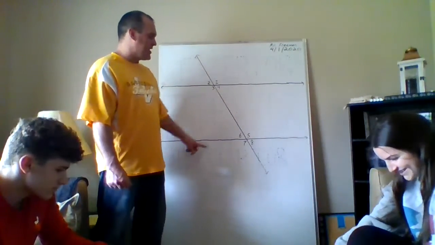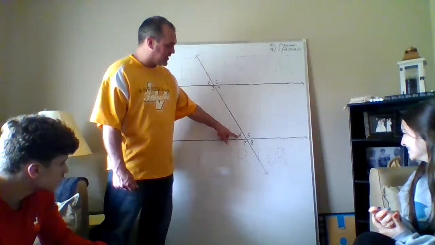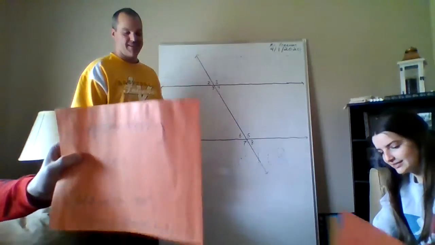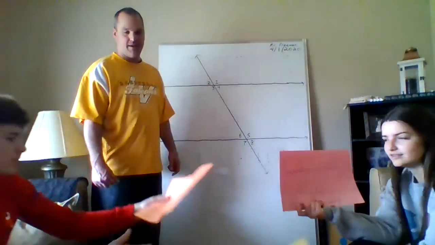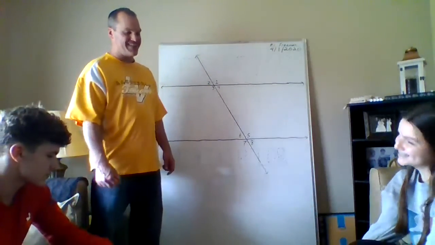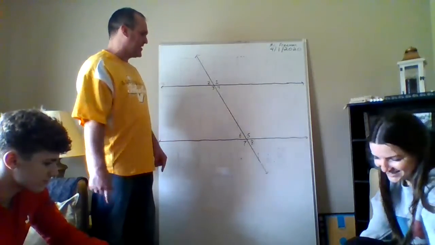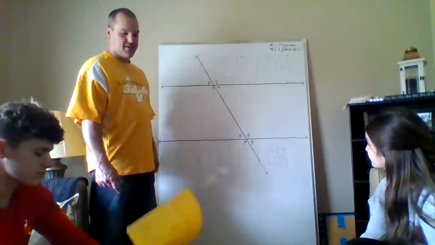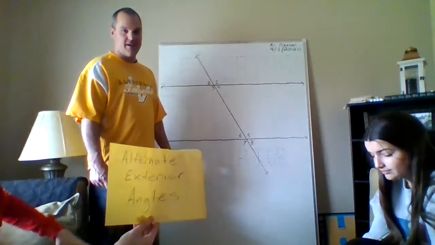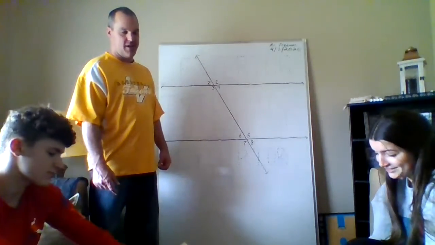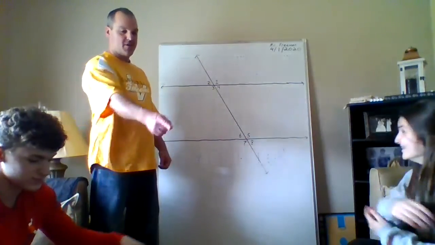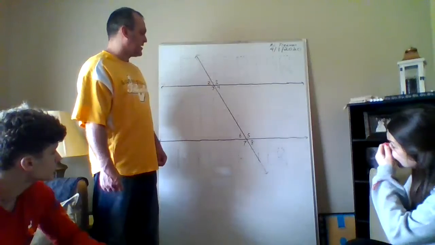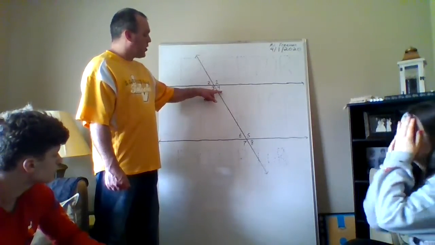Okay, what's the relationship between angle 6 and angle 5? Supplementary. That's correct. Always go with your first instinct. Okay, what about angles 1 and 7? Alternate exterior angles. Now you got it. What about angles 4 and 6?